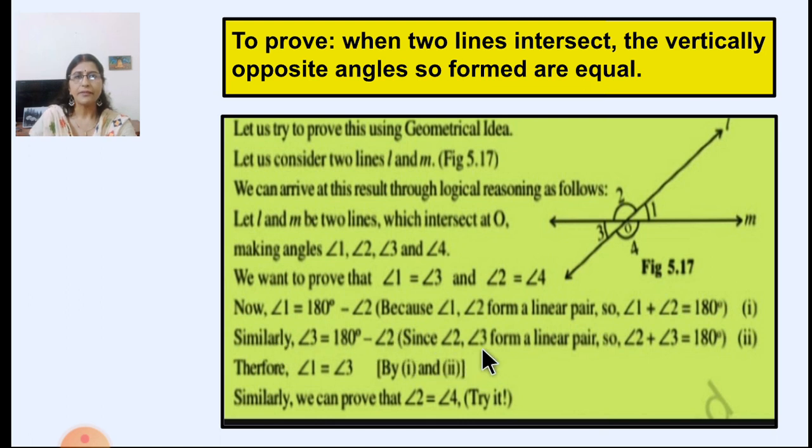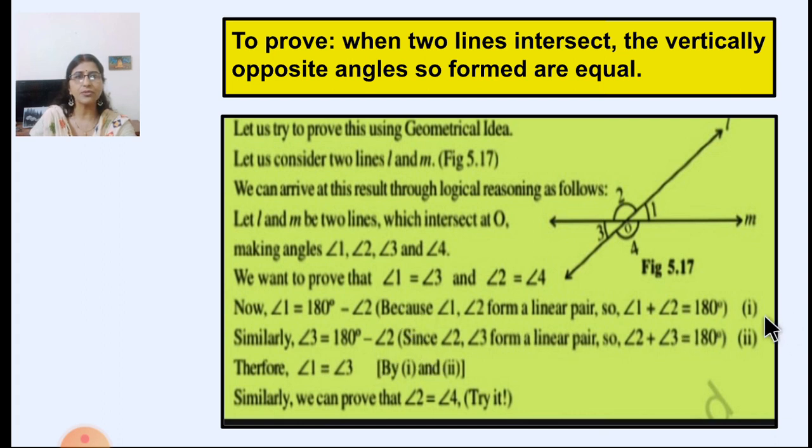Similarly, we can see here angle 2 and angle 3 are again forming a linear pair on the line L. So angle 2 plus angle 3 is equal to 180 degree. Or we can write angle 3 is equal to 180 degree minus angle 2. So it is written here, angle 3 is equal to 180 degree minus angle 2.